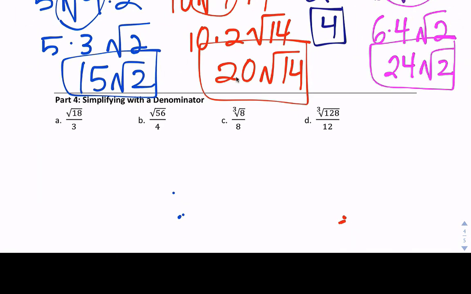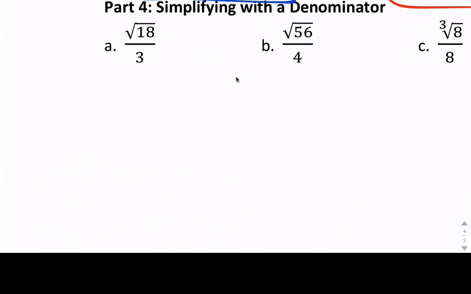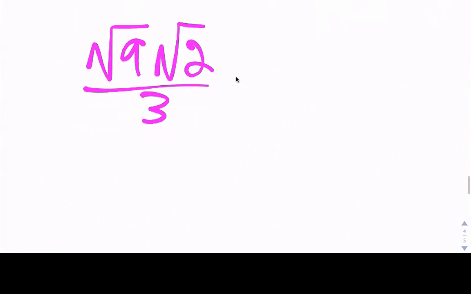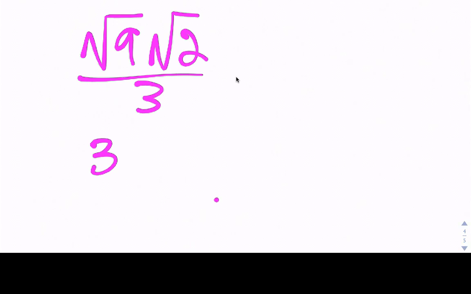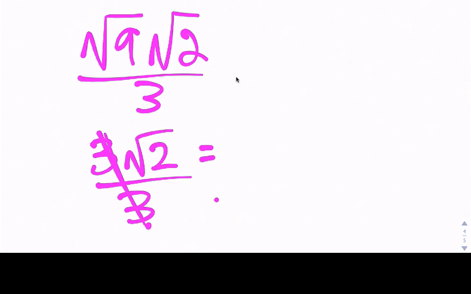Okay, what if there's a denominator? Okay, so let's take a look at this right here. So first is the square root of 18. We just did that. That was the square root of 9 square root of 2 over 3. The square root of 9 is 3, so we have 3 square root of 2 over 3. And these cancel, so our answer is square root of 2.